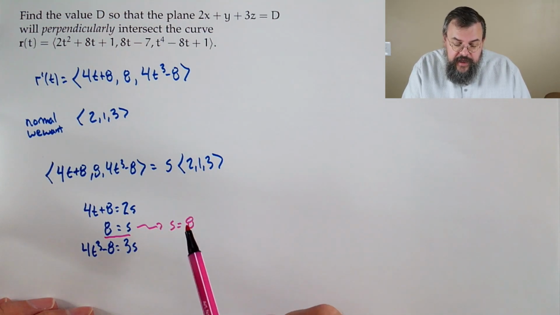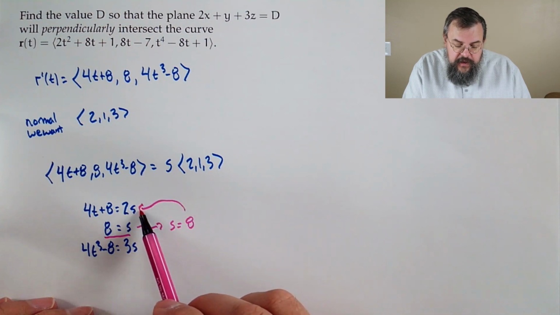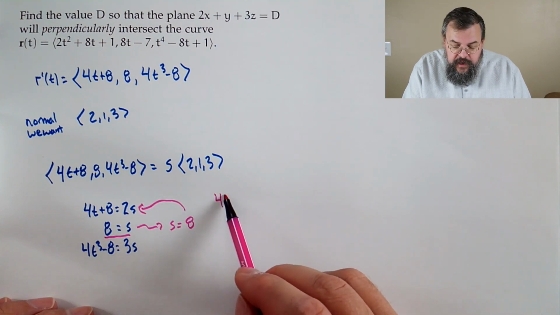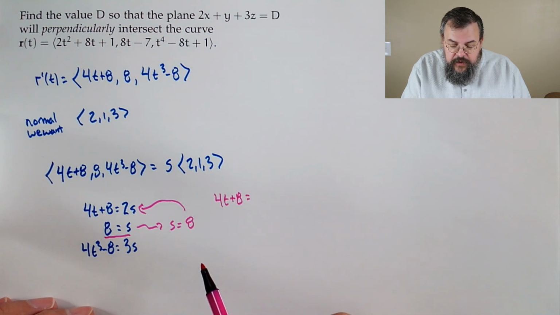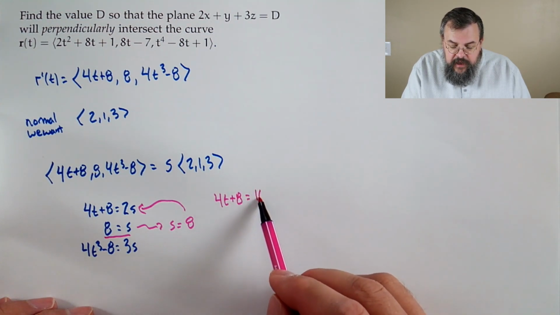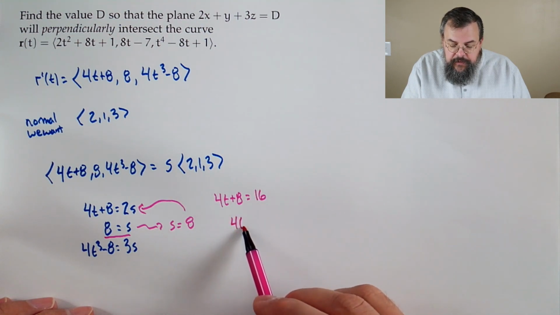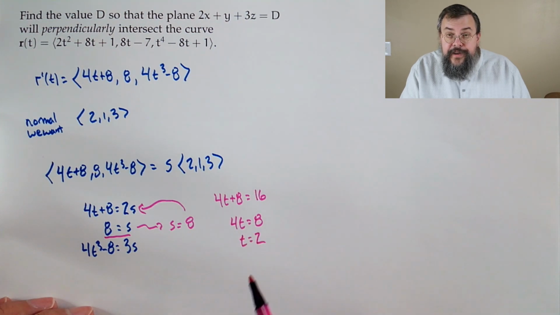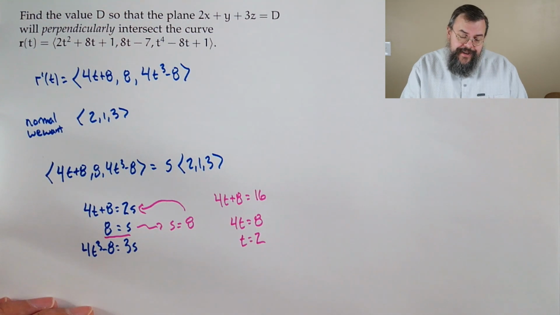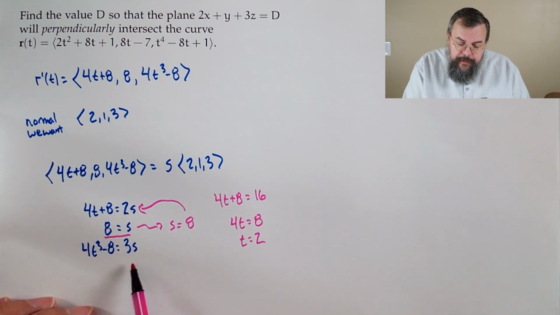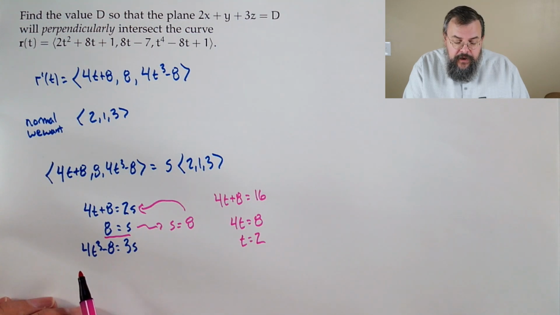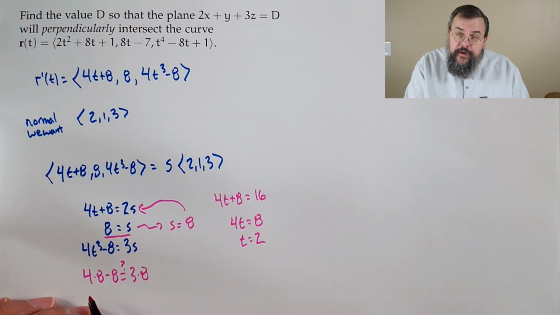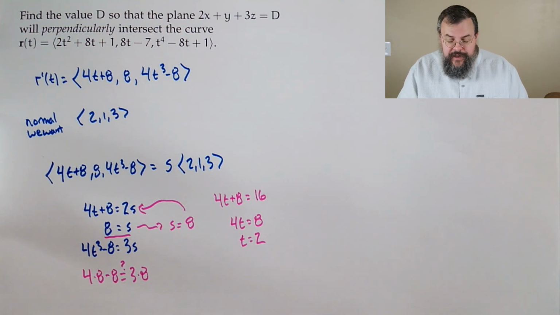Now let's take that information and plug it in to there. So we get 4 times t plus 8 is equal to 2 times 8, 16. Subtract 8, 4 times t equals 8. Divide by 4, t equals 2. Now we should check to make sure that this actually is compatible with the last equation. So let's see. 4 times 8 minus 8, does that equal 3 times 8? Well, yeah, 32 minus 8 is 24, which is the same as 3 times 8.